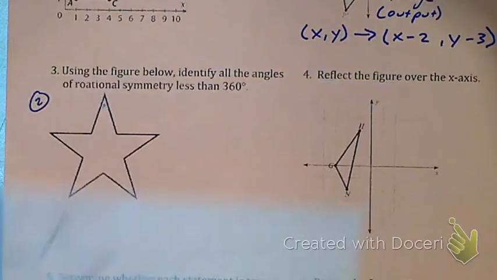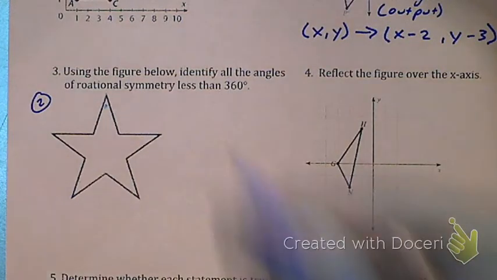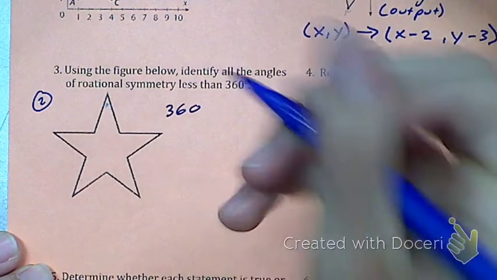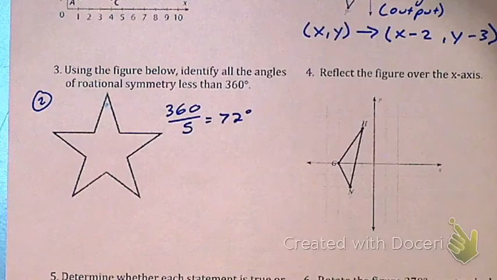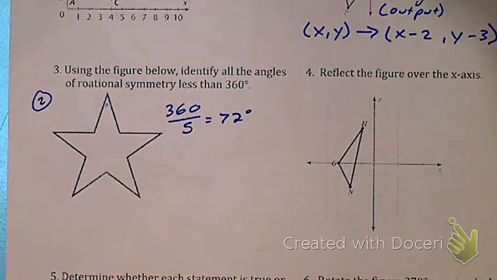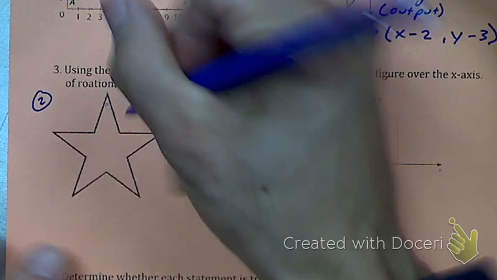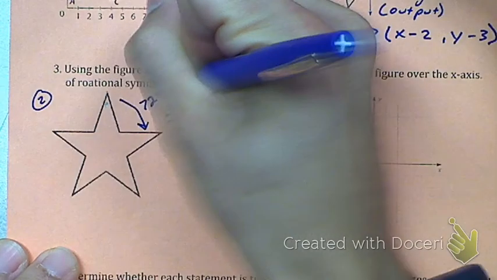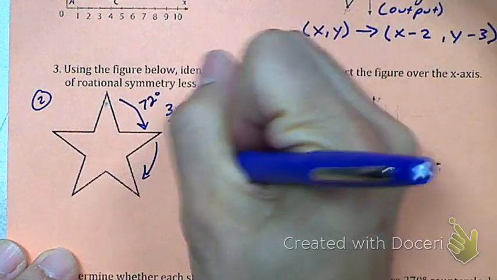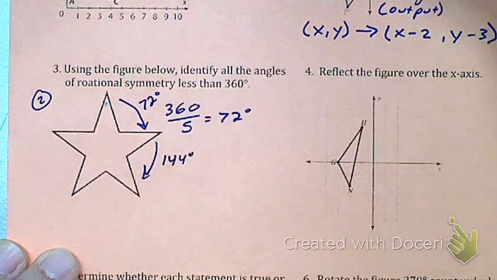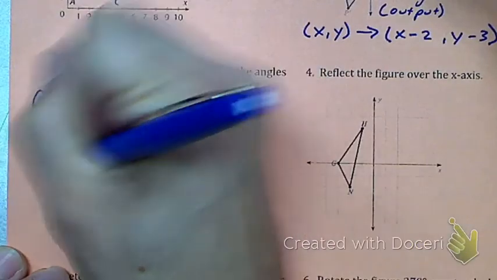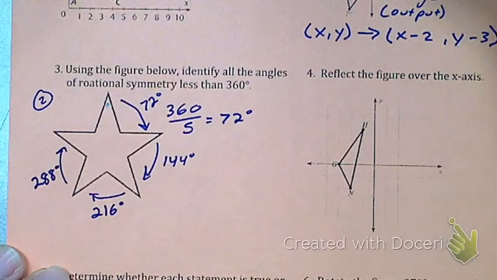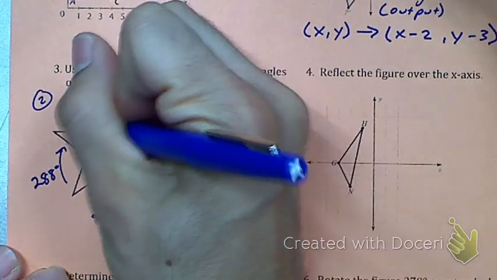What am I dividing by 5? 360. Good. 360 because a full turn is 360. Divided by 5 gives me 72. If you left it at 72, that earns you 1 point. You had to list them all less than 360. Then you multiply that by 2. 72, then 144, then 216, 288. All I need to see with those 4, if you put 360, that's okay.